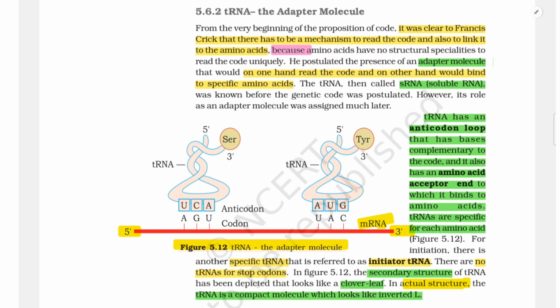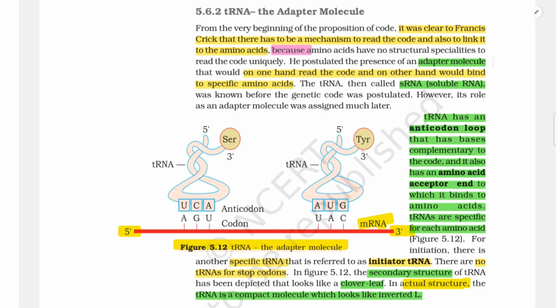The tRNA, then called sRNA, soluble RNA, was known before the genetic code was postulated. However, its role as an adapter molecule was assigned much later. tRNA has an anticodon loop that has bases complementary to the code, and it also has an amino acid acceptor end to which it binds to the amino acids. tRNAs are specific for each amino acid, figure 5.12.